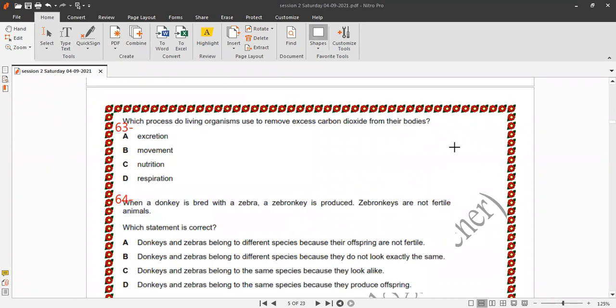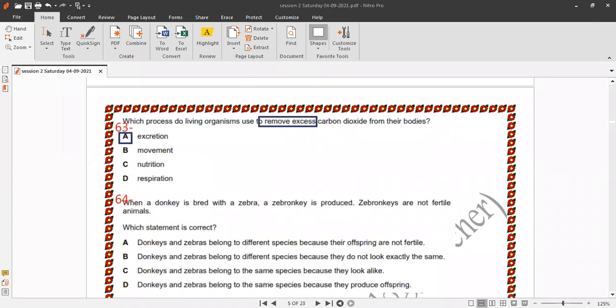Dana, 63? Yes, mister. Which process do living organisms use to remove excess carbon dioxide from their bodies? Excretion? Excretion. Because the process used to remove excess carbon dioxide is called excretion. Okay, thank you.